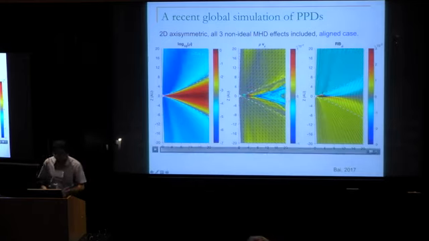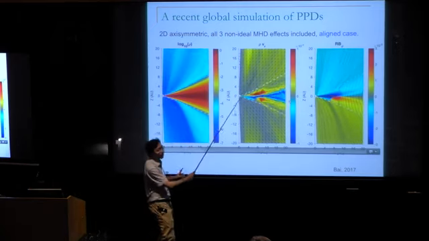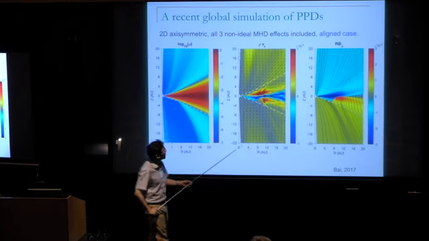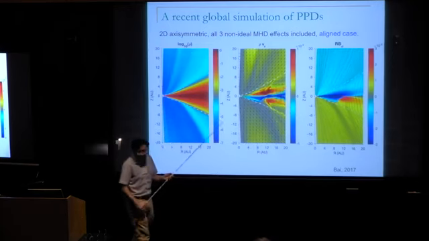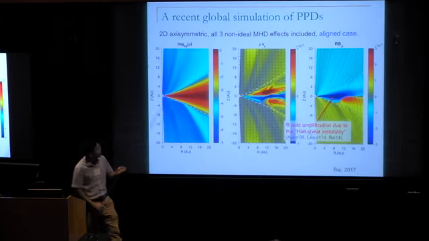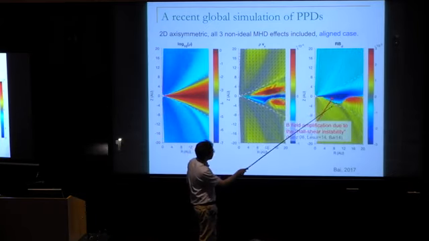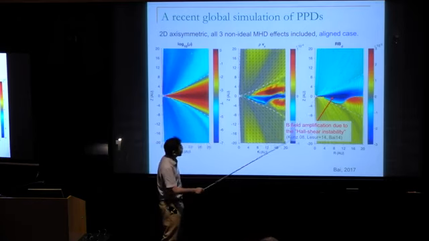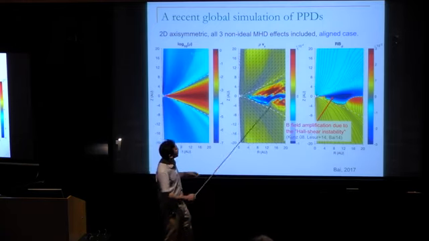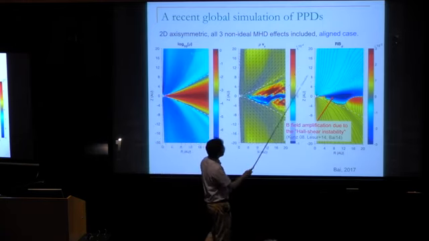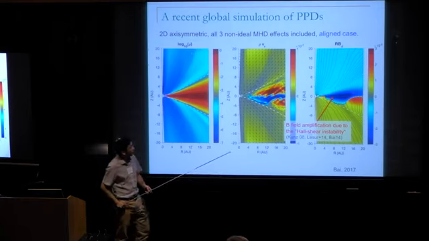And of course, things depend on the polarity, so I'm starting with the aligned case where the background field is aligned with rotation. Okay, so I have three panels: density, mass flux, and magnetic fields. The first thing that you may notice is that the field gets amplified. The color is toroidal field. And this is due to the so-called Hall shear instability that has also been discussed in the literature, which happens in this aligned case and strongly amplifies the horizontal component of the magnetic field.